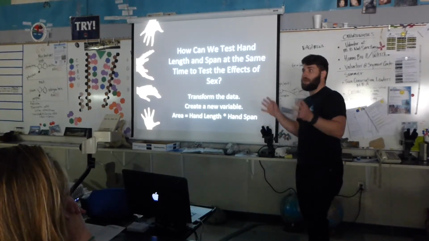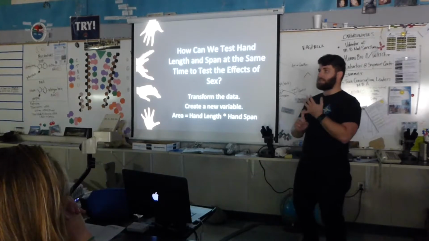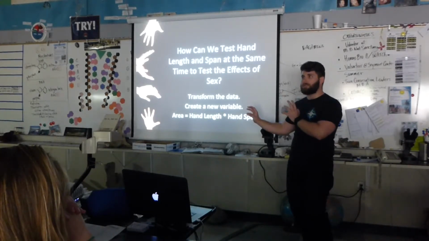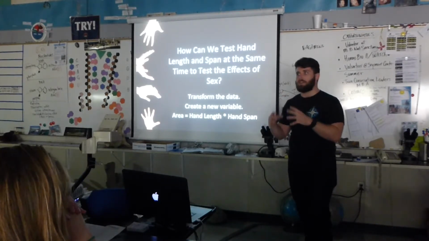Otherwise you could test them independently. Test hand span and see if it's predicted well by gender, or you could do hand length separately, but the best way to incorporate them both at the same time, kill two birds with one stone, is to multiply them. All right?